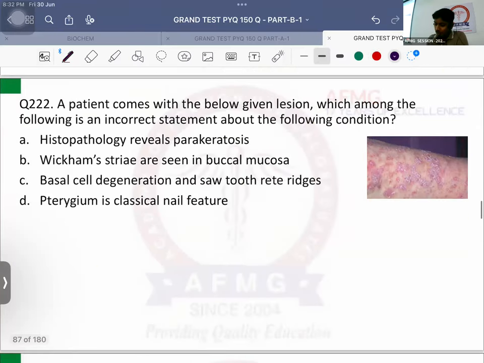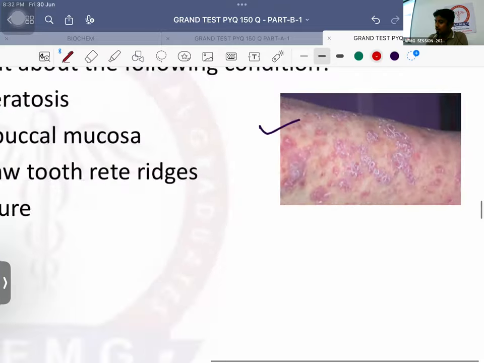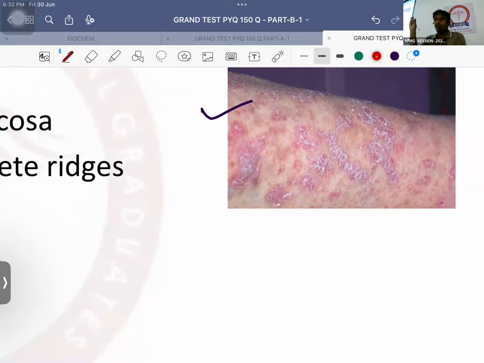Question number 222. A patient comes with the below given lesion. Which among the following is an incorrect statement about the following condition? What is the below given lesion? Kaisa dikh raha hai? Plain top, polygonal, purplish, papule, seen in cases of lichen planus. So it is a case of lichen planus.